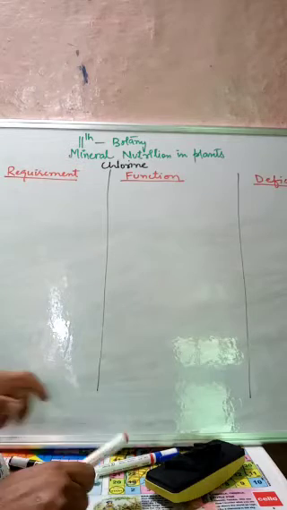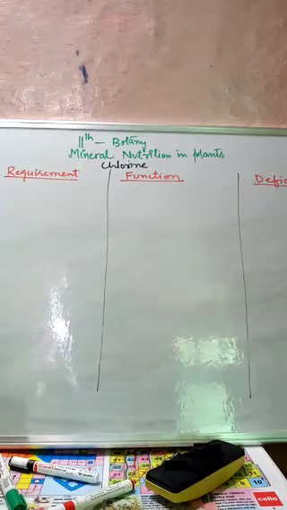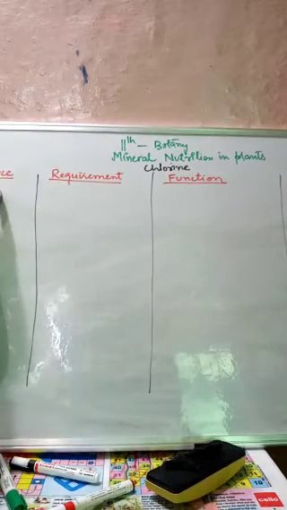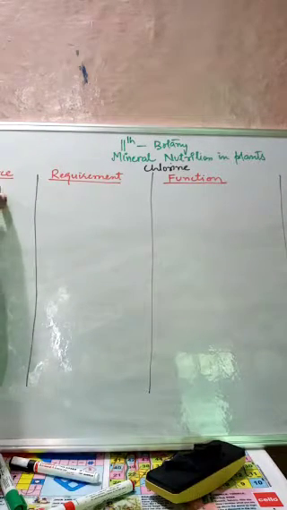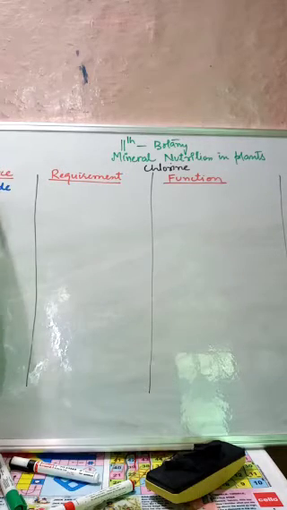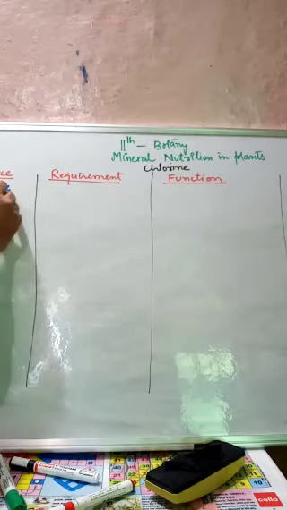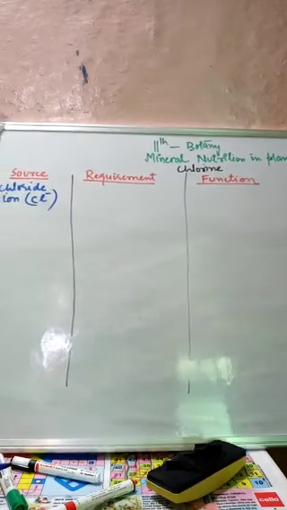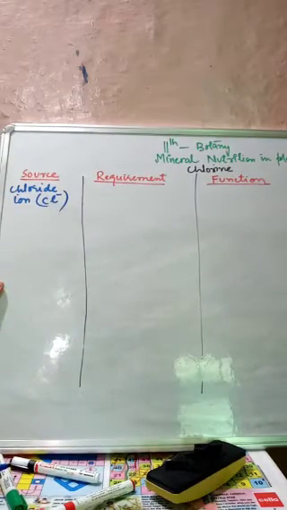Now, the source: how it is taken in by the plants. It is absorbed in the form of what we call the chloride ion. This is absorbed by the plant in the form of chloride ion.